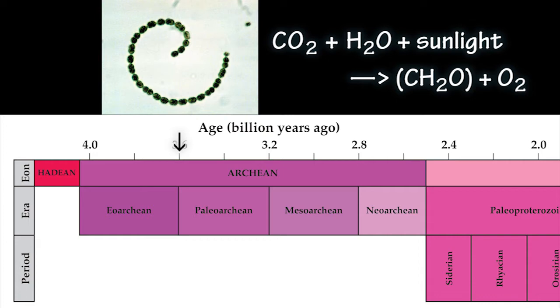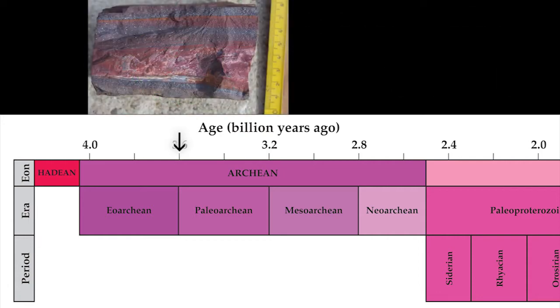The bacteria released enough oxygen to rust iron near the Earth's surface and produce layers of rock called banded iron formations. These rocks contain thin layers of iron oxides alternating with iron-poor shale and chert. The iron oxides are red, the chert is black.